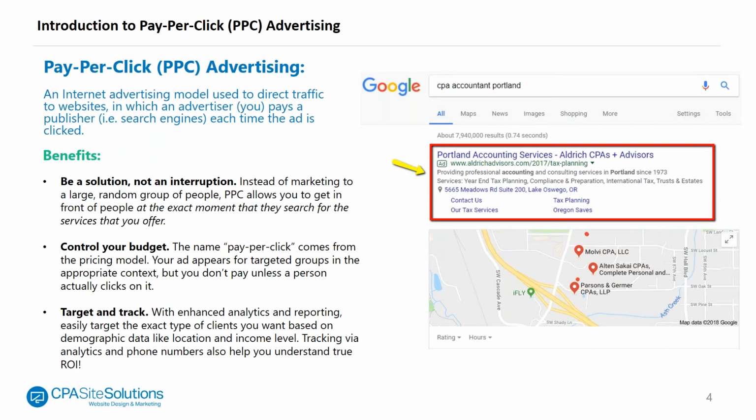Pay-per-click advertising is exactly what it's called. You pay per click. You pay each time someone clicks your ad. So each time someone sees this ad, just as you can see in this example I've shared, you actually don't pay for that. You only pay when people click it.